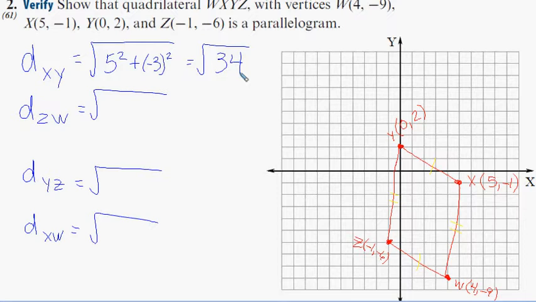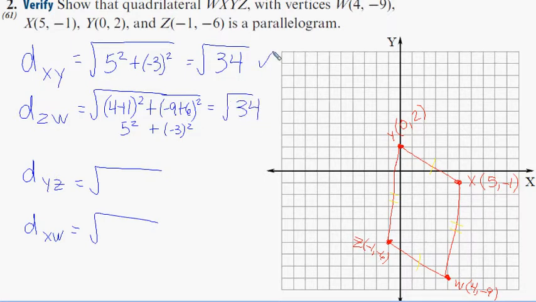All right? Next thing I want to do is ZW. So I can take 4 minus -1, which is going to give me 4 plus 1 squared. And then I can take -9 minus -6, which is -9 plus 6, square that, and do the math on that one. That gives me 5 squared plus -3 squared, right? So you can see pretty quickly that this is the square root of 34 as well. So these two check out. Okay, well, let's see what we get for the other two.